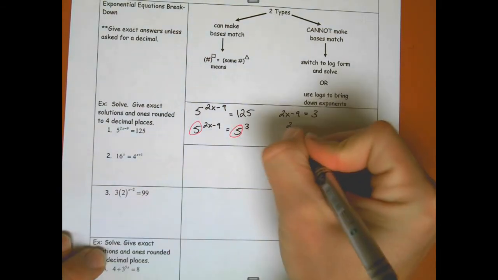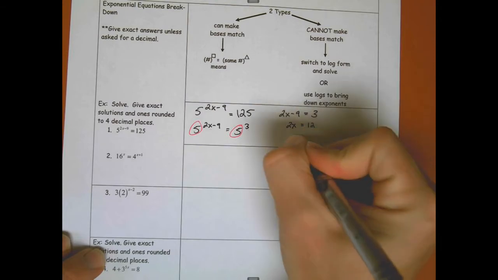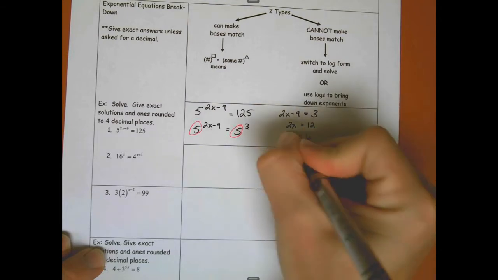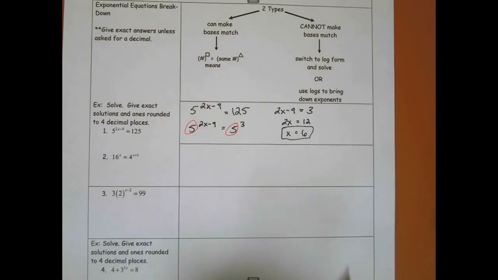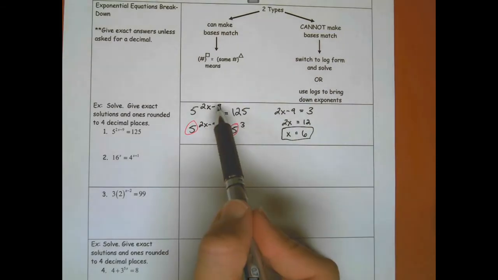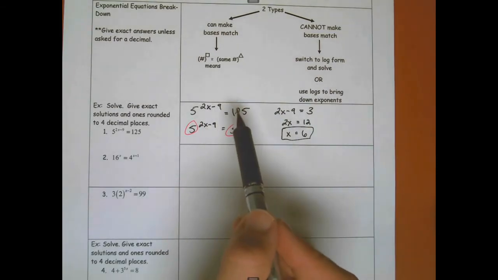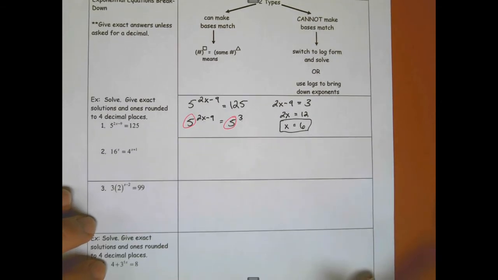So we'll do that quickly. We can add 9 to get 12, and then x must be 6. And here you should always check your work when you're solving an equation. So you can plug 6 back in here, use a calculator, and make sure you get 125, which you get. 5 cubed is 125. Okay, pause the video, try number 2.